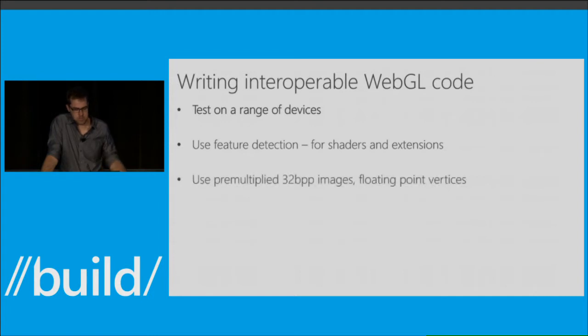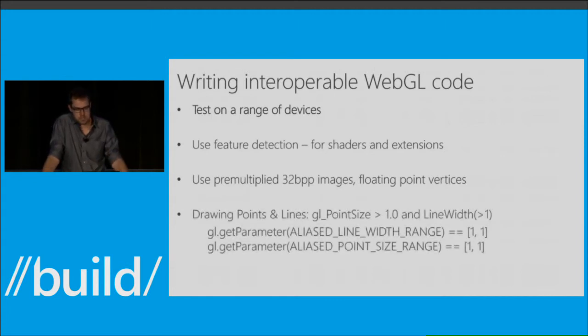There are also lots of interesting image formats and coordinate formats that you can give WebGL. We've seen that consistently across all devices, the simpler, most common formats work best. So we'd advise you to just stick to pre-multiplied 32-bit per pixel images and floating point vertices. Doing anything more exotic leads to some issues running across a variety of devices.